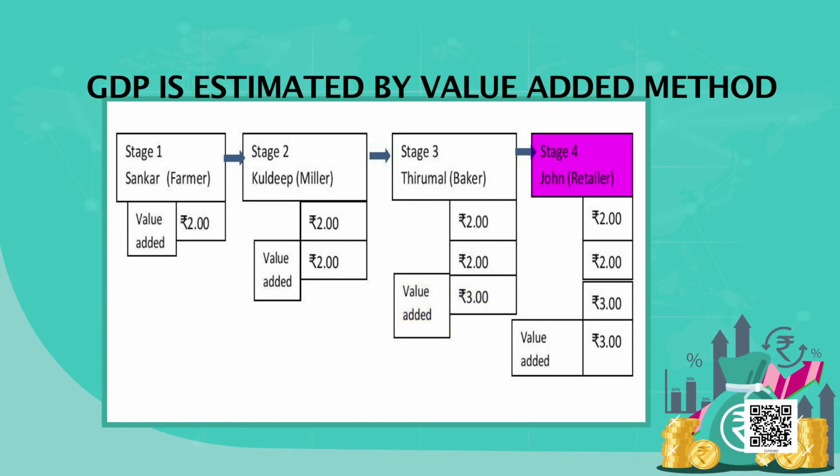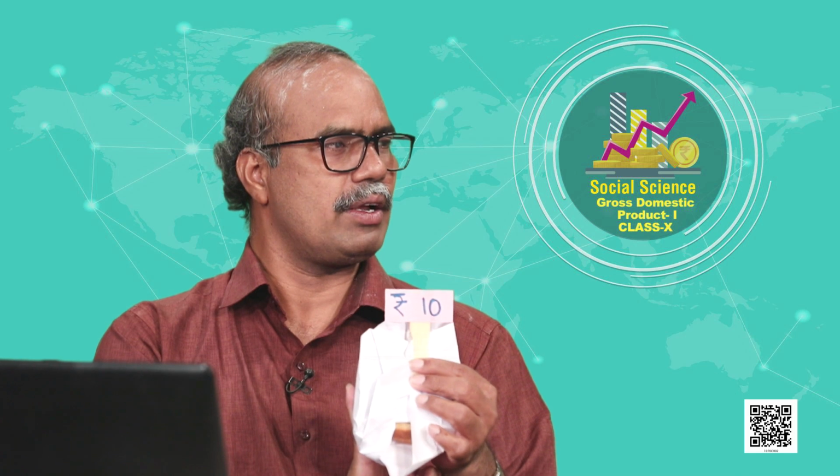Then it comes to the retailer. By packing it or keeping it in a shop, he sells it for 10 rupees. How much value did he add? 10 minus 7, 3. Very good, so he has added 3 rupees of value. Generally, I told you the GDP is the value of the final goods. So this 10 rupees is one way to calculate it.